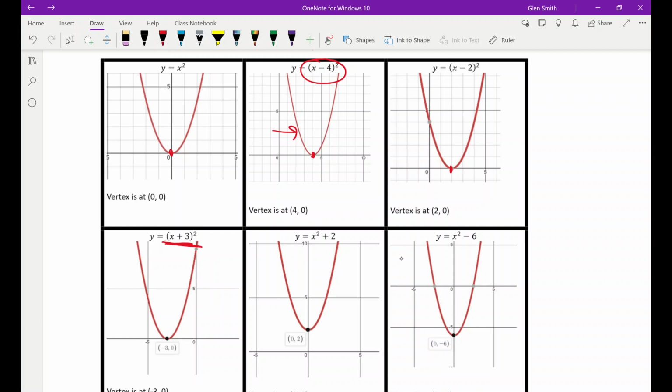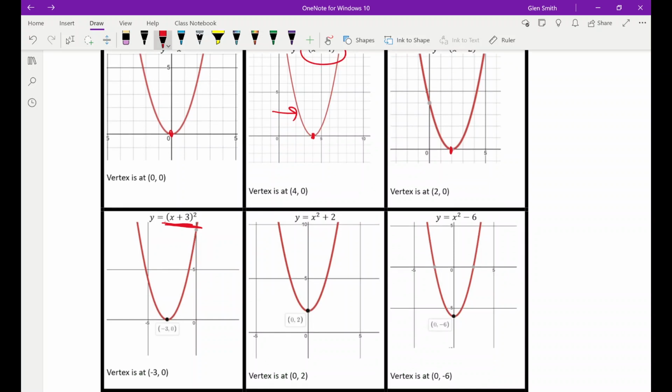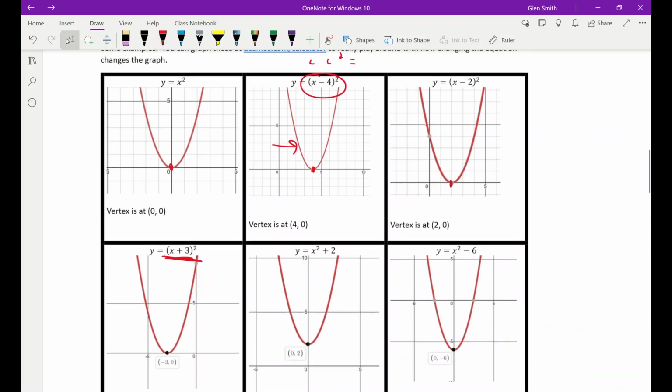But when you're adding a number at the end, it just shifts the whole thing up or down. So when I add 2 just to x squared, remember, here's my x squared graph, it just moves it up 2. And you can see that happening here. The vertex was at 0, 0, and now it's going to be at, if you move it up 2, 2, 2. And you can think it just does that right there. Boom, now it's up here. And that's exactly what this graph looks like.